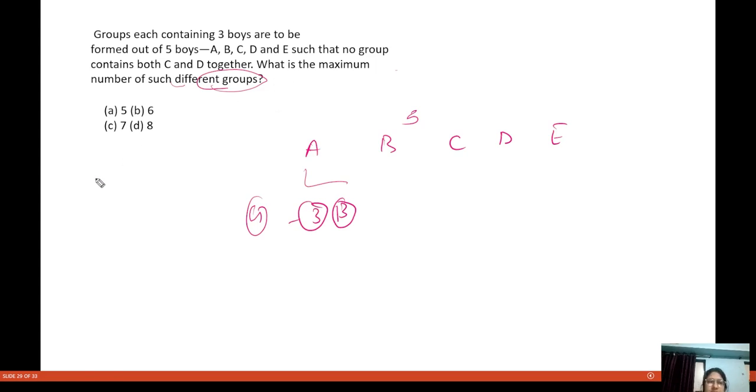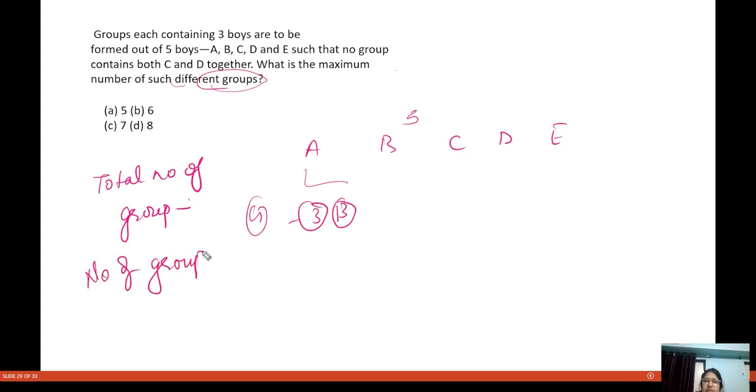So what we'll do, we'll find the total number of groups, and we'll subtract from it the number of groups that contain C and D together. So in how many ways can we do this? You have A, B, C, D and E. Now we have these five boys. So how many total groups?